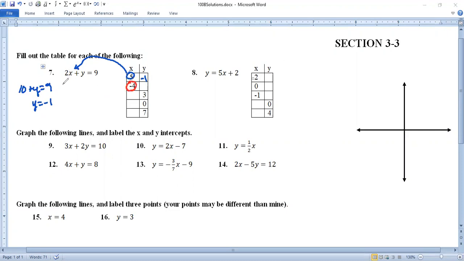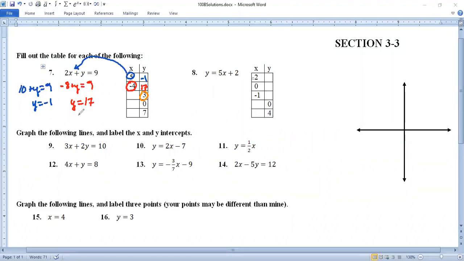So that'll give us 2 times -4 is -8 plus y equals 9. And in solving this equation, we add 8 to both sides, and we get y equals 17. So that'll give us 17's partner. All right, the next one, we're going to take y as 3. So we've got to stick y as 3 in here.